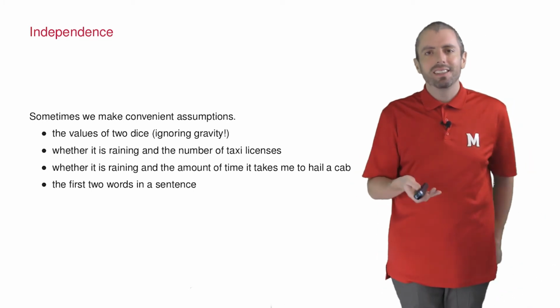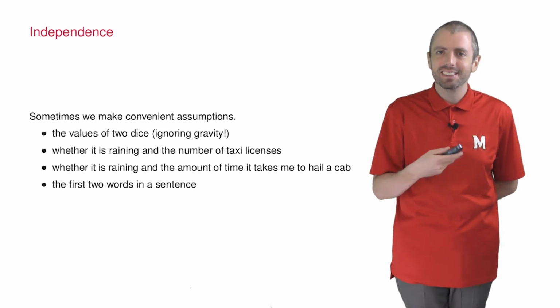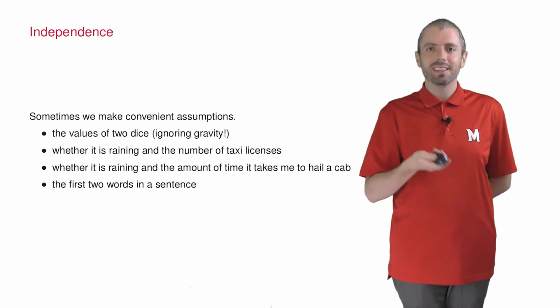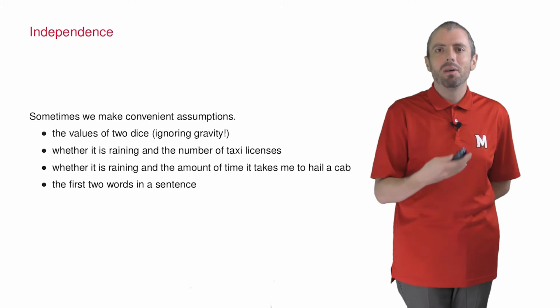There are other crazy examples along these lines you can think of. Whether it's raining and the number of taxi licenses, it's also probably not technically independent because taxi drivers might take a day off to get their license if it's raining, but it probably doesn't make sense to model that.